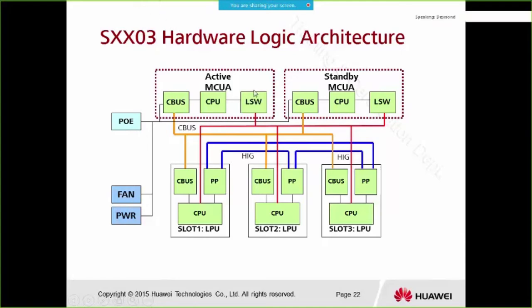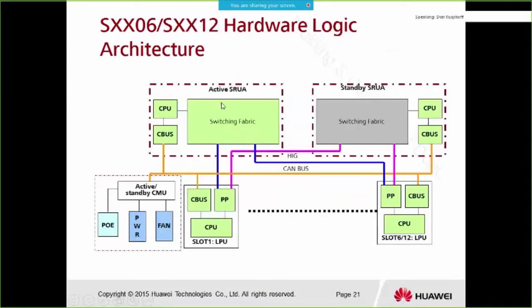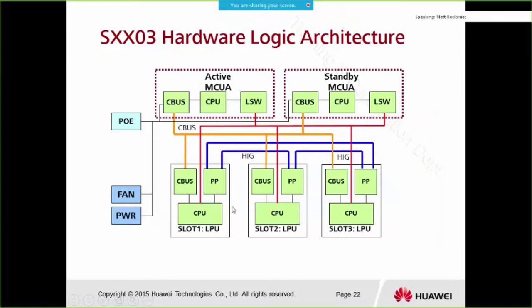For the 03, because there are only 3 LPU slots, we don't need a switching fabric. We just deploy them in a full mesh structure. So each 2 slots are connected to each other. If they have traffic across the slots, they just send directly to each other. So in their main control board, there is no switching fabric.